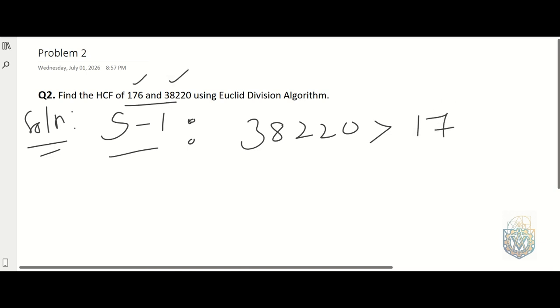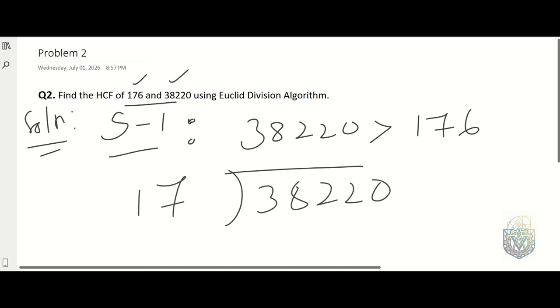38220 is greater than 176. So I have to divide 38220 with 176. Correct? I will use a calculator here. Please you also check what is the value. If I divide 38220 with respect to 176, what will be my value? So it will be around 217.